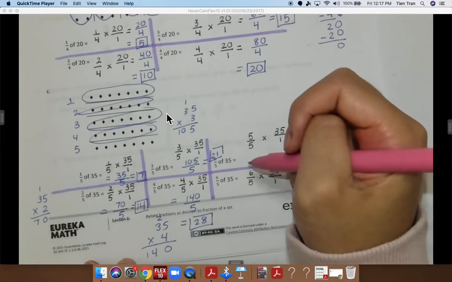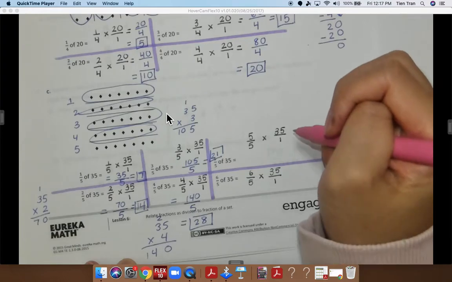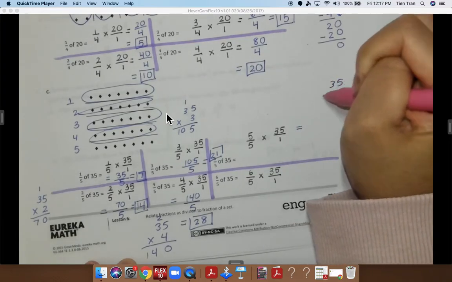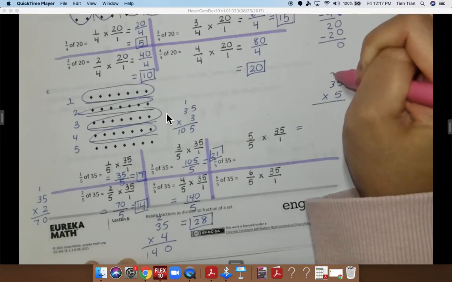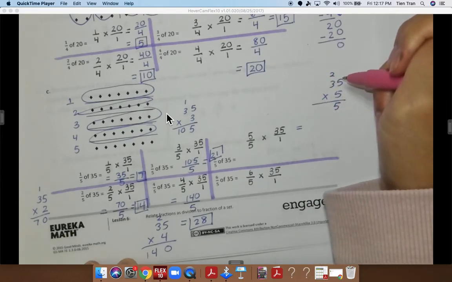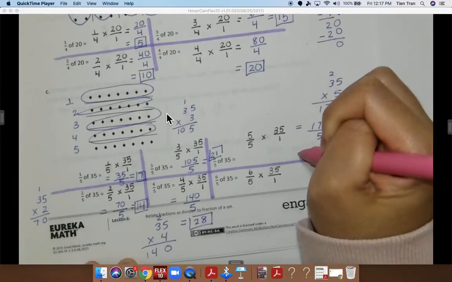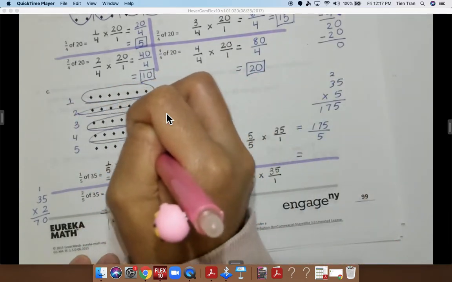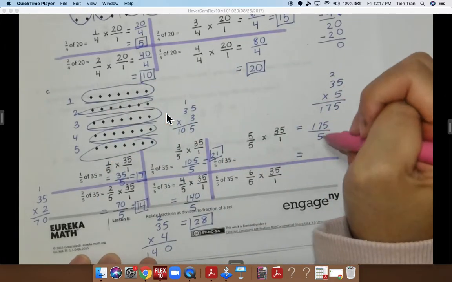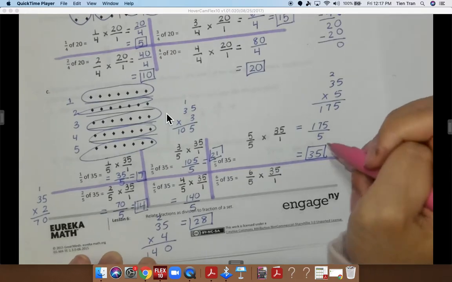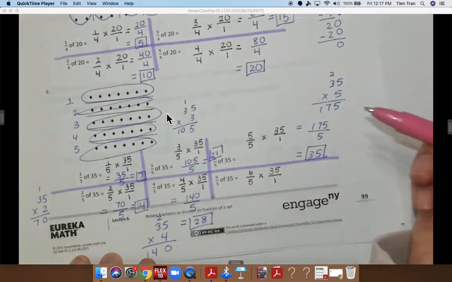For this one, I have 5/5 of 35. So I would multiply 5 times 35. 5 times 5 is 25. 5 times 3 is 15, plus 2 is 17. I get 175 divided by 5. And we know that 5/5 of 35 would be equal to 35. And that would be the same as multiplying 5 times 7.